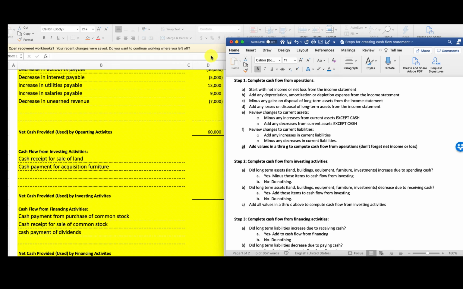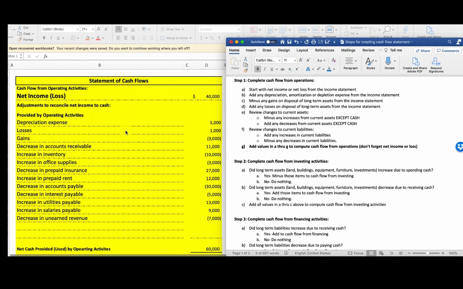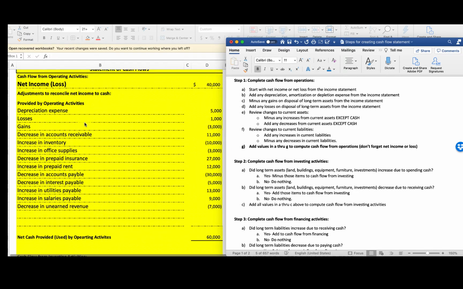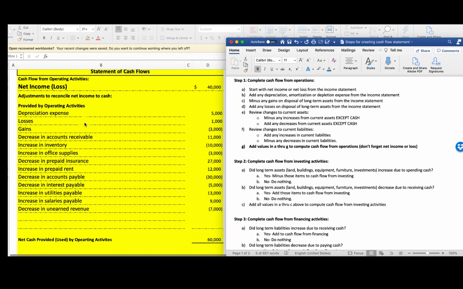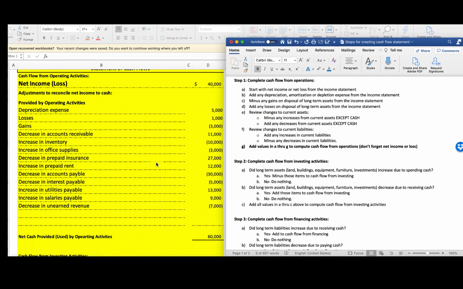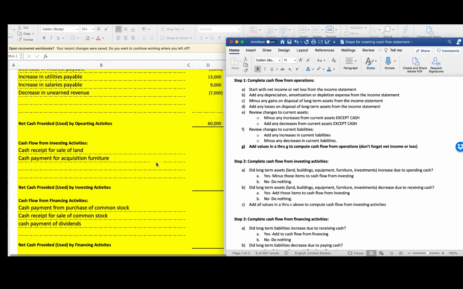In this video, we're going to continue and complete the cash flow from investing activities. We have already done the cash flow from operating activities, which is the most challenging part of the cash flow statement. And we followed all of these rules for the cash flow from operating activities. So please make sure you pay attention to that, because that's where a lot of people have difficulties. Okay, so now we're going to do the cash flow from investing activities.